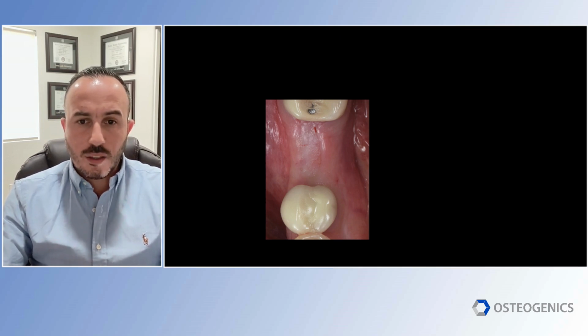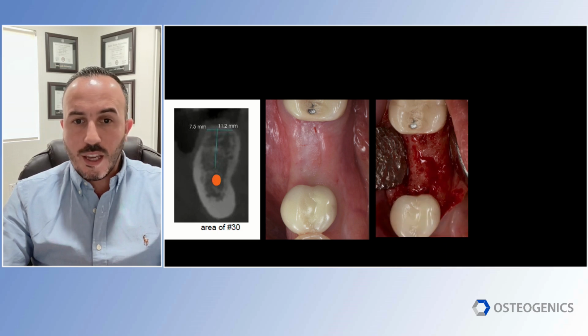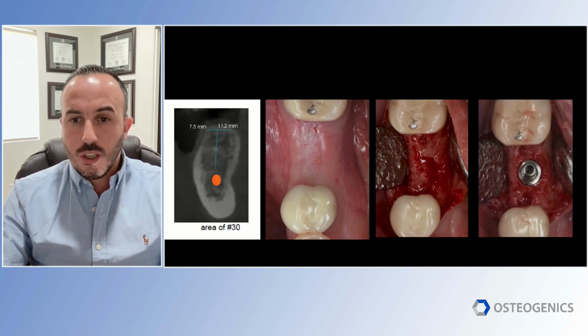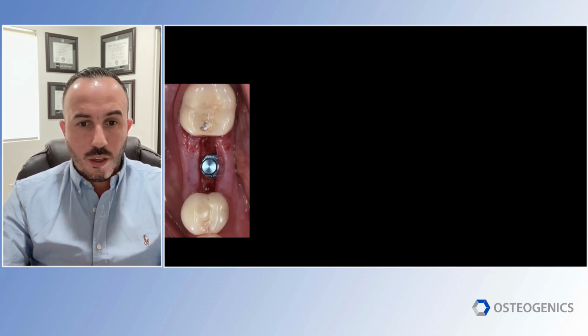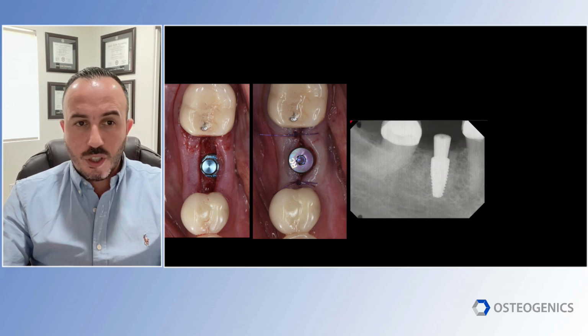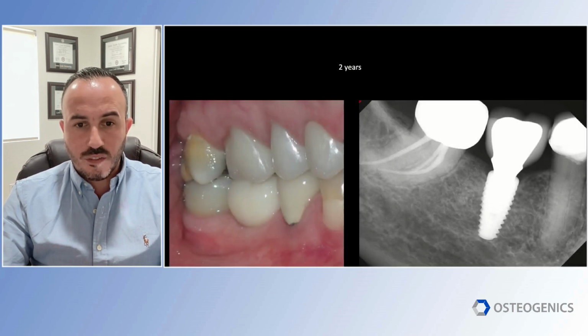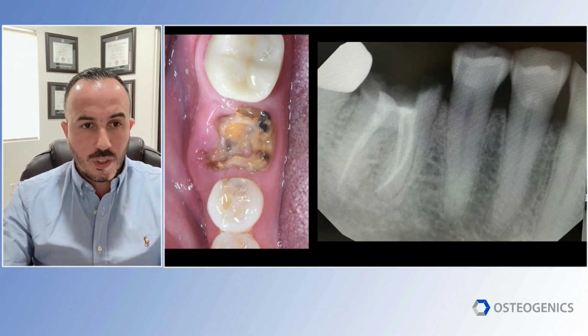So the patient comes back 4 months after. Nice ridge width and height, good keratinized tissue, good regeneration, and we place our implant where it needs to be. We do a 1-stage implant placement, we suture, and we send the patient back to the restorative dentist. And this is how she's looking 2 years after. Nice tissue, nice bone regeneration that we got for that implant.